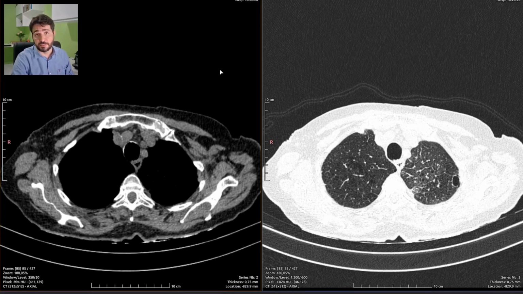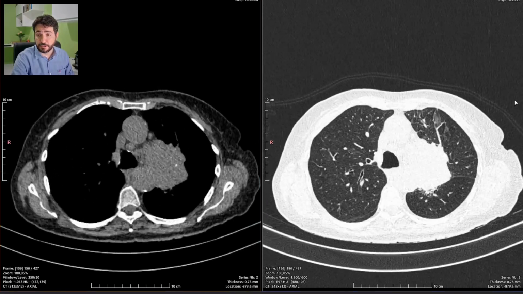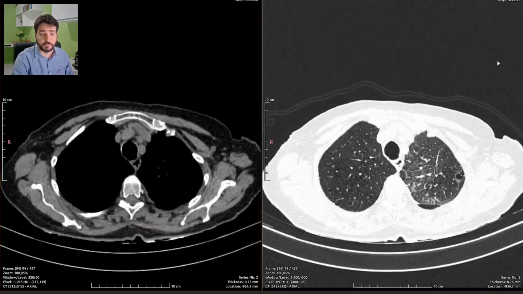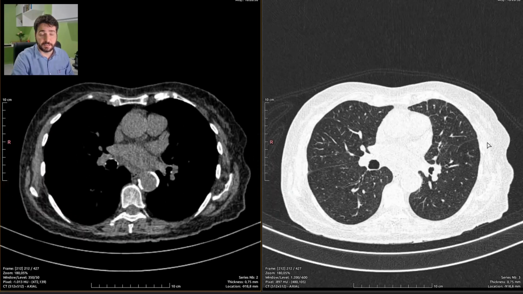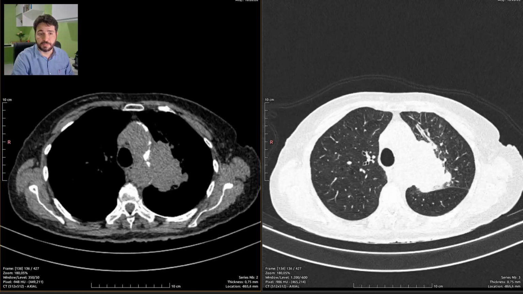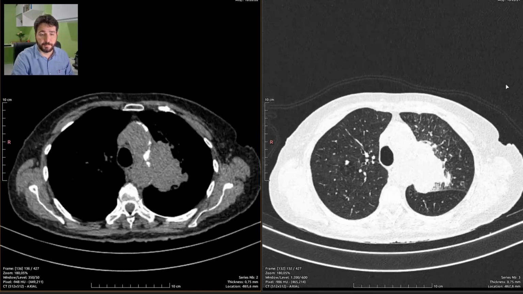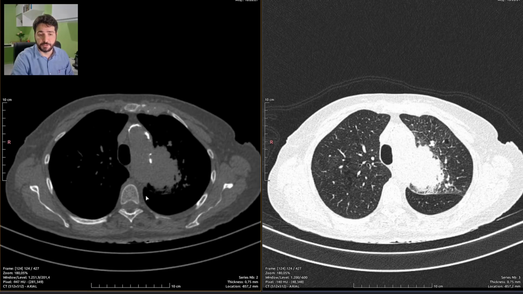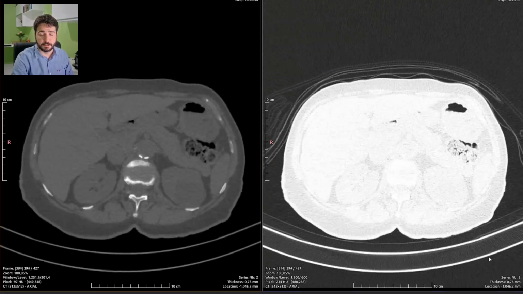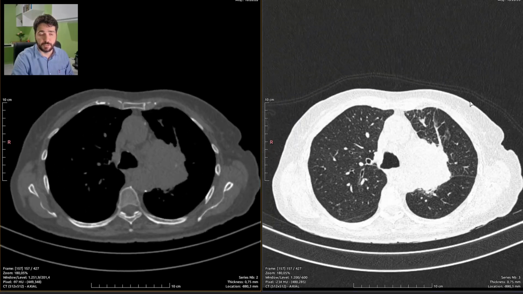So let's start, because we have to start somewhere. We're going to go as usual from outside to inside, and in the end we are going to summarize our report so it makes more sense to the referring physician. So soft tissue, outside soft tissue is fine. We have a bunch of degenerative disease on bone. This is quite typical of the elderly.